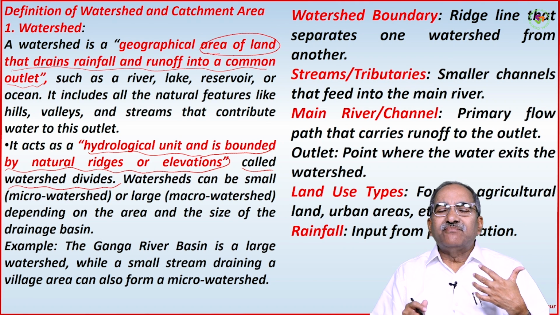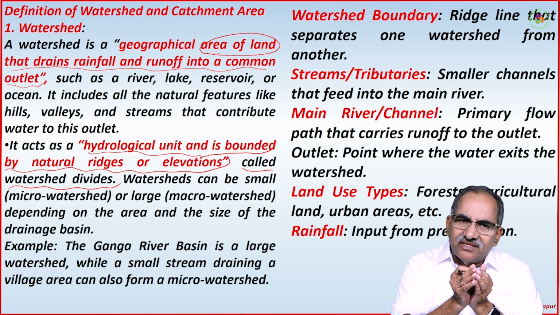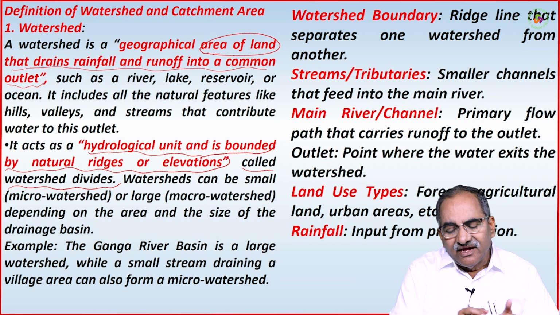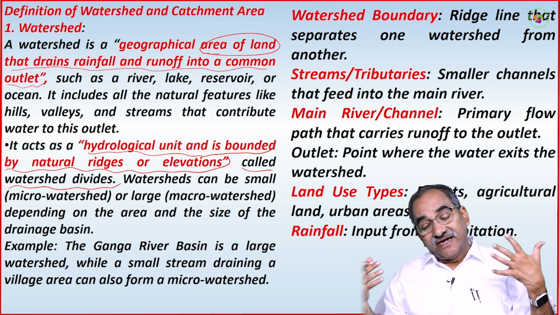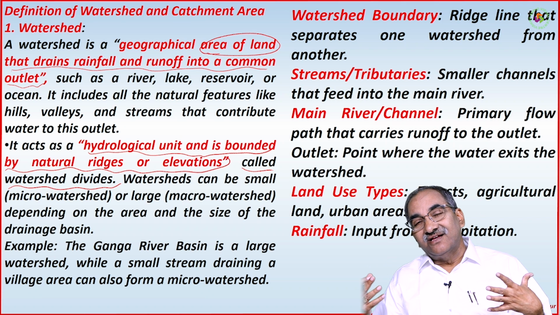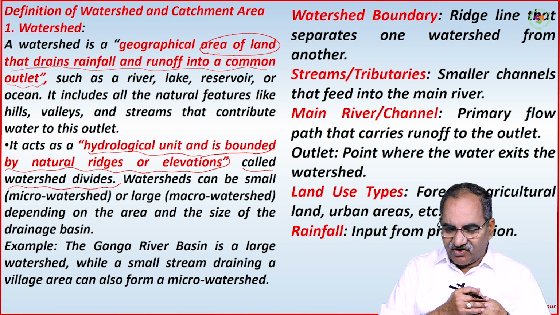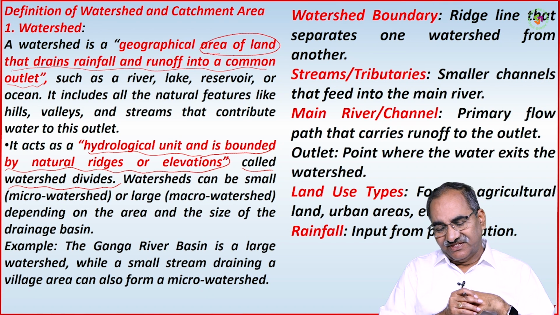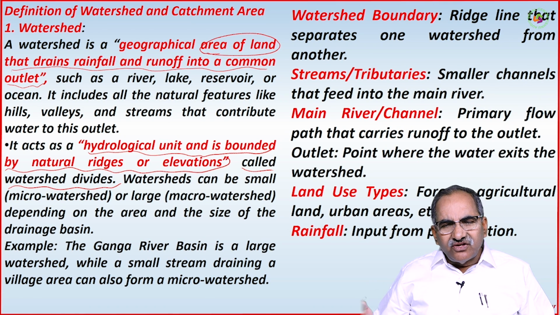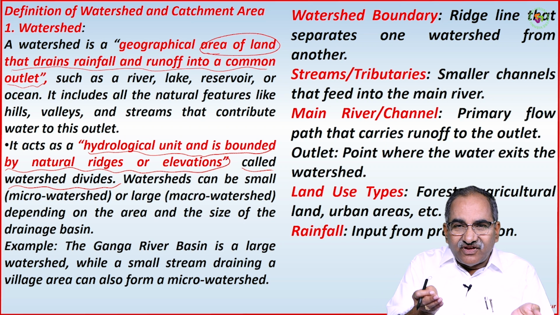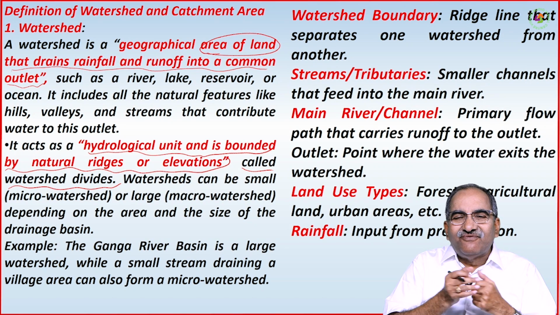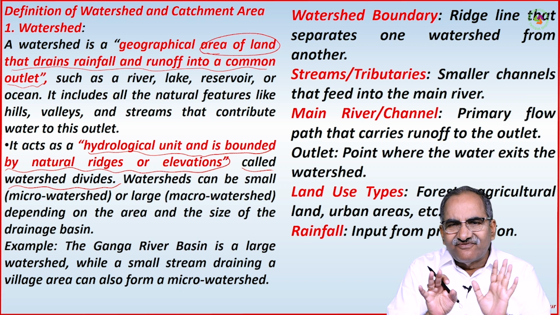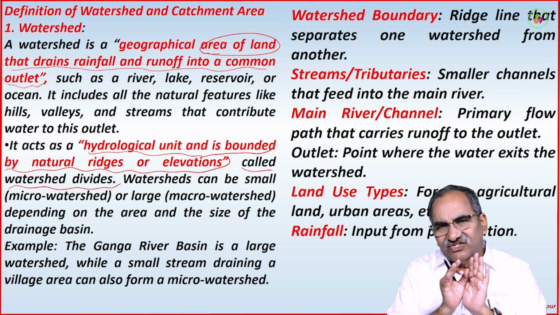The watershed can be a small watershed or a large watershed, a micro watershed or a macro watershed, depending on the size and area of the watershed. For example, the Ganga river basin is a large watershed. Or if you take a village stream, it is a small watershed. So this is fundamentally what a watershed is.